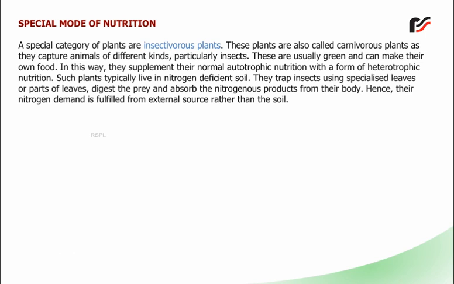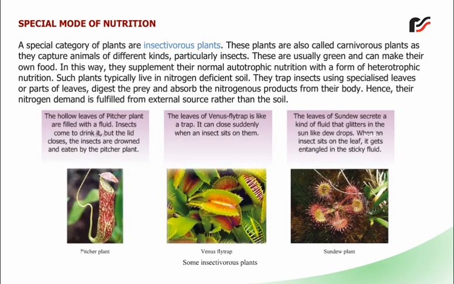These plants are called carnivorous plants as they capture animals of different kinds, particularly insects. These are usually green and can make their own food. In this way, they supplement their normal autotrophic nutrition with a form of heterotrophic nutrition. Such plants typically live in nitrogen-deficient soil. They trap insects using specialized leaves or parts of leaves, digest the prey, and absorb the nitrogenous products from their body. Hence, their nitrogen demand is fulfilled from an external source rather than the soil.